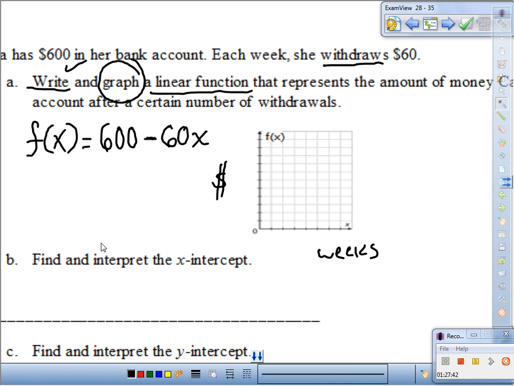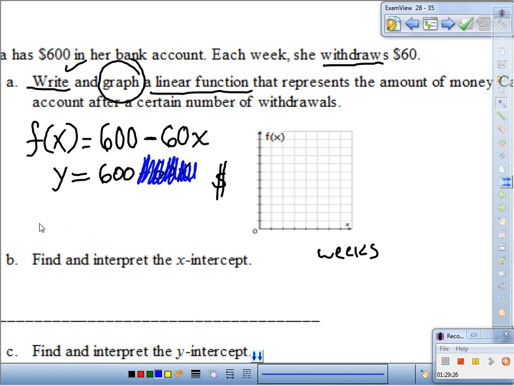Which method would you like to use to graph this? Cover-up? Okay, let's do that. So, if I cover up, and by the way, I know some of you are looking at this and it looks kind of weird, so let's change the f of x to what variable does f of x represent? Y equals 600 minus 60x. Okay, so let's use cover up. If we cover up the x value, look up.